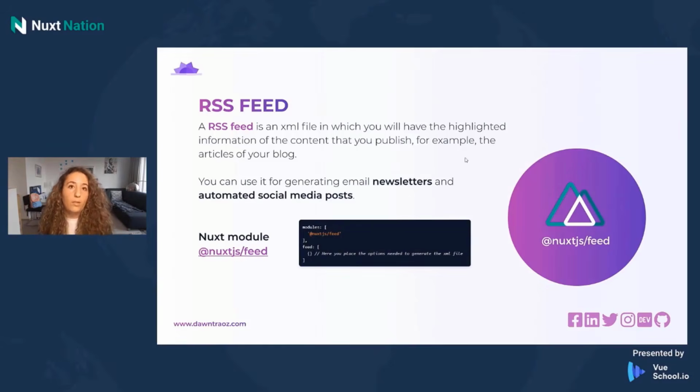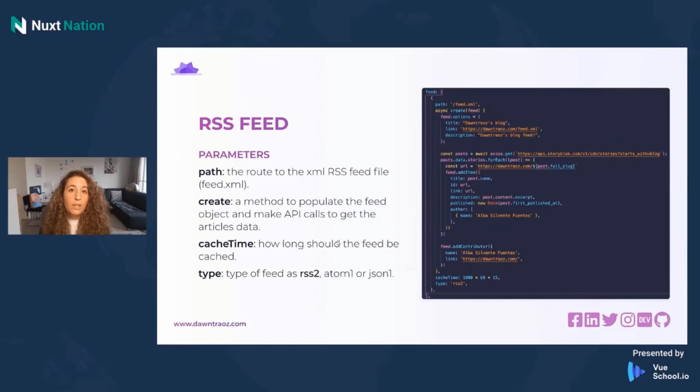To do that, you just need to add a new module, the Nuxt.js feed, which works the same as always. We need to add it to the modules in the Nuxt configuration and also add options in the feed option. The parameters that we have in our feed options are path, the route to the XML file that we will create; the create method, where we specify all the options that we want to show in the feed; and also the cache time, which sets how long the feed should be cached.